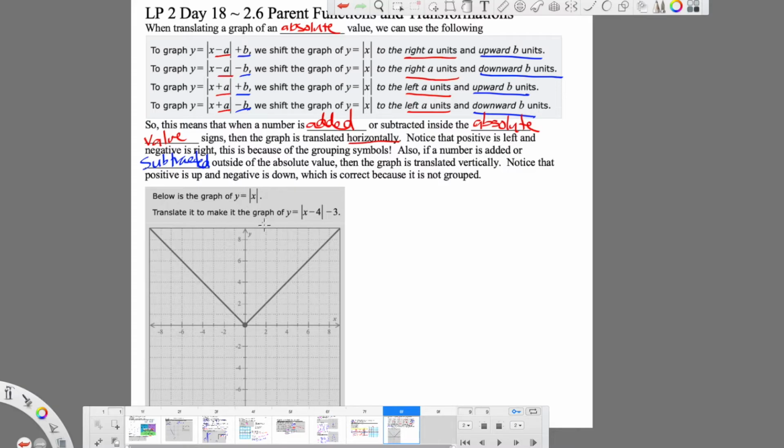So on this one, they just want us to translate this graph and move it. So first, let's focus on the horizontal translation. So we're going to go -4 units. We're going to scoot over 4 units, all right? And since it's -4, remember, even though negative usually means go to the left, because it's inside the grouping symbols, we're actually going to go to the right. So we're going to go to the right here, 4 units.